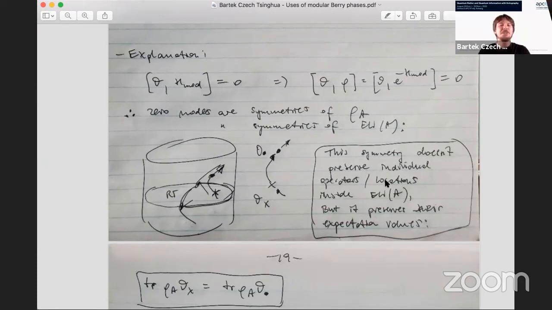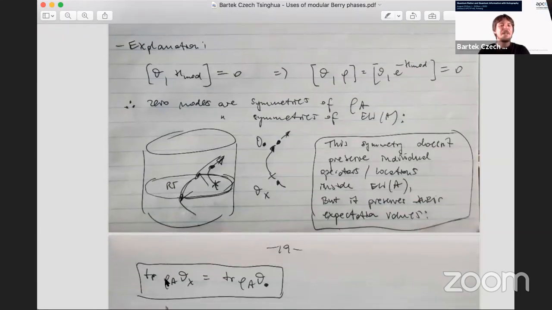So the symmetry doesn't preserve individual operators inside the entanglement wedge of A, but it preserves their expectation values. For example, trace rho A of an operator at X here is the same as trace rho A with an operator at this circular location here. They have the same expectation values in rho A. This means that if you just give me rho A and tell me this is all the data you have, then I will never be able to distinguish O_X from O_circle because they are related by a zero mode of rho A. They're related by something that commutes with rho A.